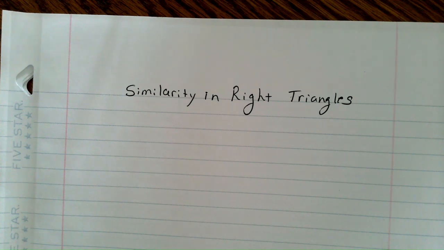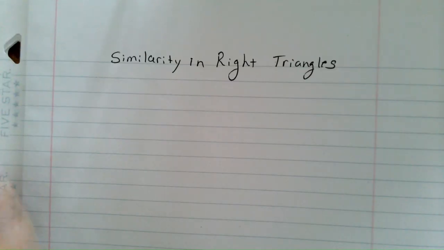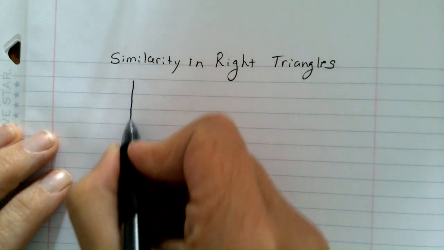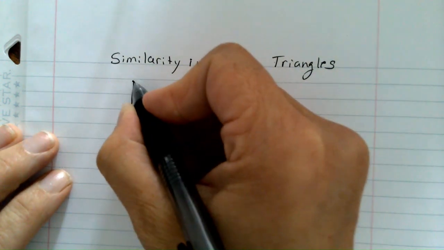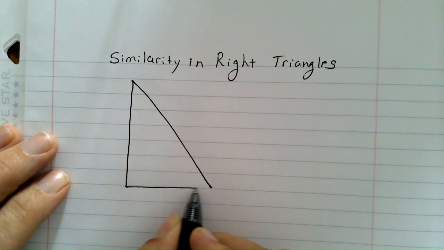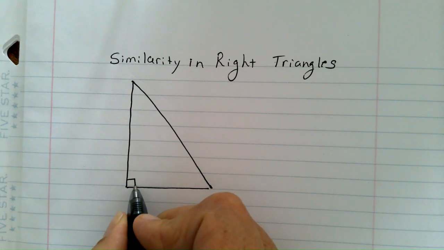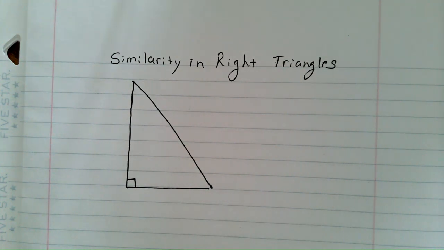Talking about similarity in right triangles, we're not talking about one right triangle being congruent or similar to another right triangle, as in they're completely separate entities. We're talking about what happens if we take a right triangle and we've got a right angle here, correct? And we go ahead and we draw one of our altitudes.